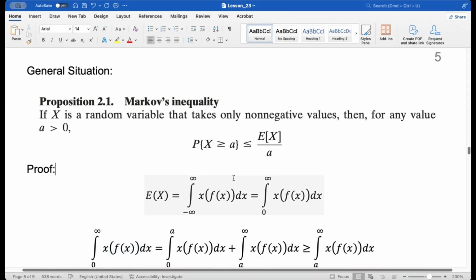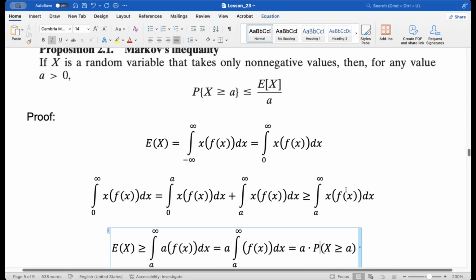So the expected value for a continuous random variable is the integral from negative infinity to infinity of x times f of x dx. Now we're told that x takes on only non-negative values. So this is the same as starting the integral from 0. So 0 to infinity, x times f of x dx. That's equal to the expected value.